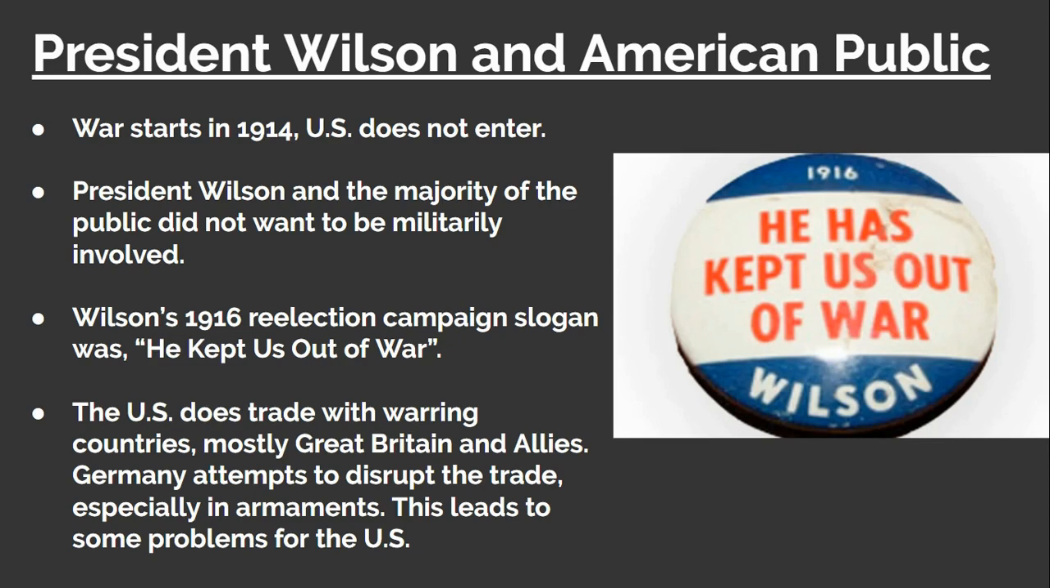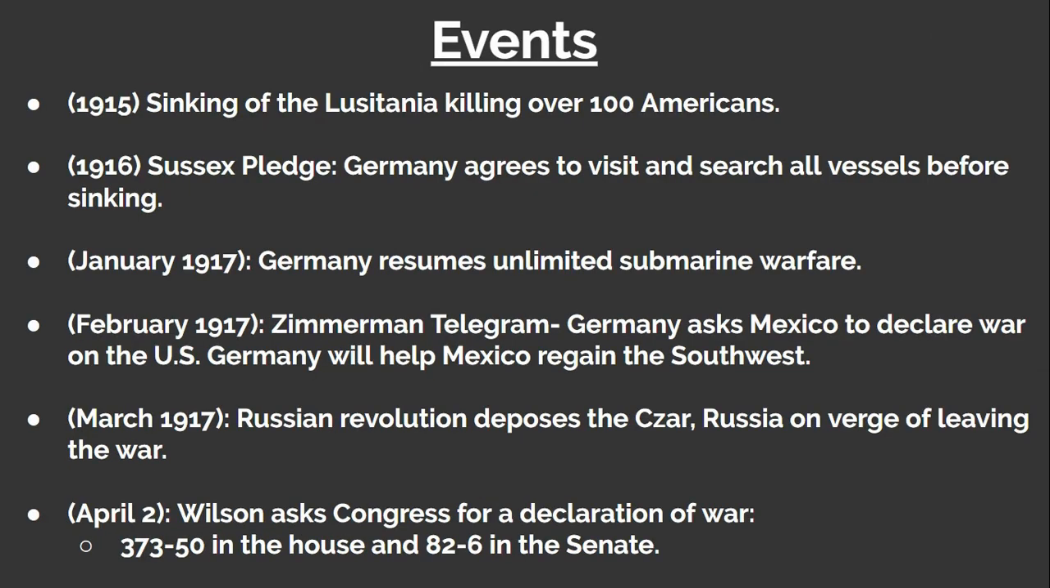So this leads to some problems for the U.S. The first of these incidents happens in 1915 with the sinking of the Lusitania. It had over 100 Americans on it and actually over 1,000 people on it. German submarines had suspected that it was carrying armaments, which would break some international treaties.